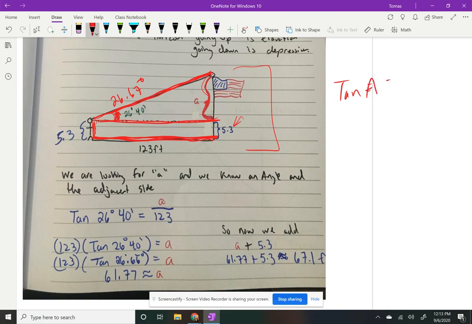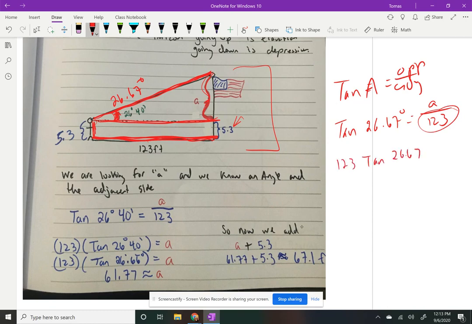So tangent of A equals opposite over adjacent. We know that tangent of 26.67 degrees will equal A over 123, right? And we've done this before, right? If it's on the bottom, we just bring it to the other side, multiply, and we get A, right? So we get A equals 61.77, but that's just this chunk right here.